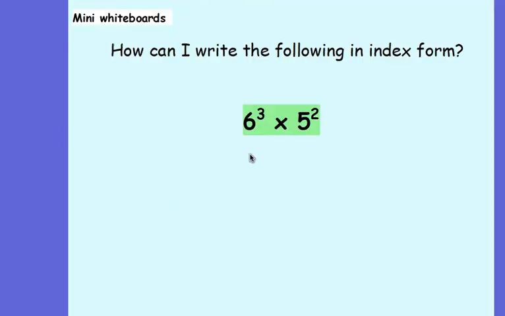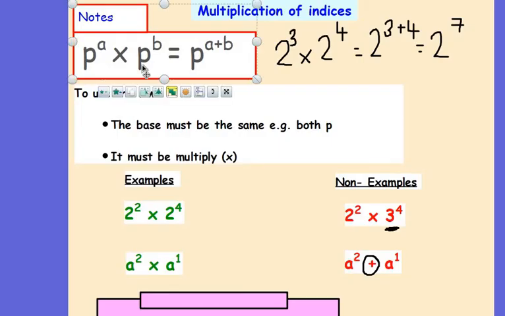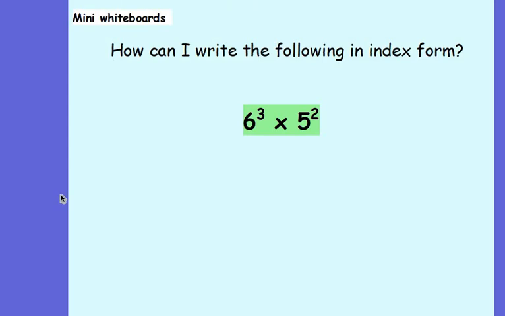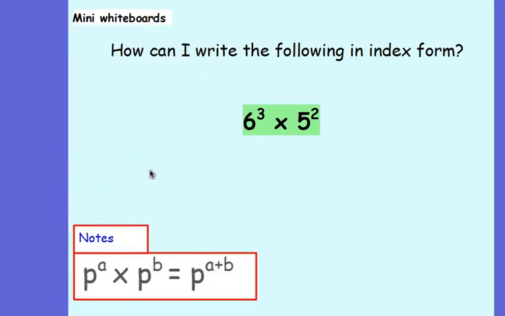Okay, Year 9, light blue books or mini whiteboards. How can I write the following in index form? Can I use my multiplication law? I'll copy across the law so we can remember it. Can I use it and can I simplify it? Pause the video and write down your answer now, please.